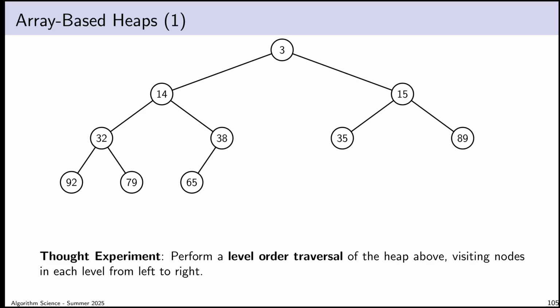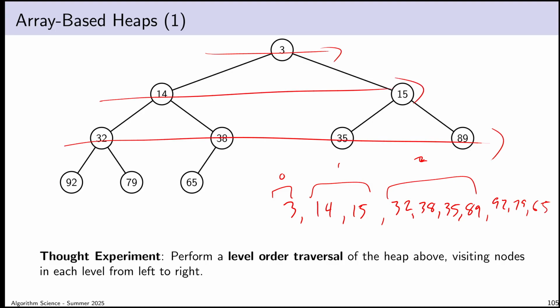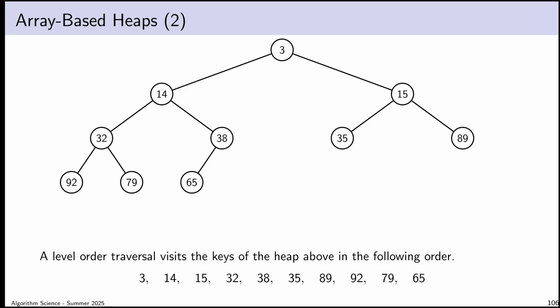So if I do that, I should expect to see 3, then 14, then 15. So that would be level 0. That would be all of level 1. Then 32, then 38, then 35, then 89, there's level 2, followed by 92, 79, and 65. So in other words, I'm going from left to right, top to bottom. And I've written this out in a much less sloppy way on the slide. There it is. There is our level order traversal.